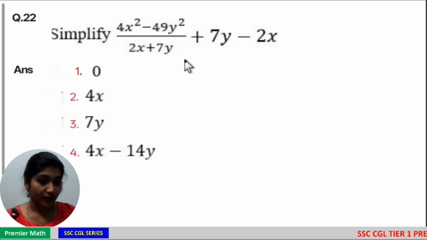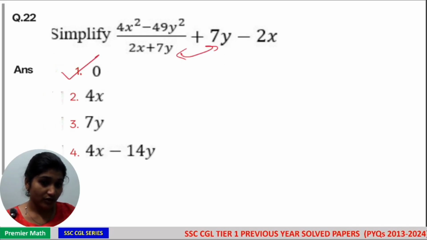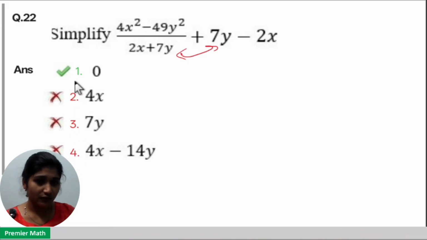Simplify the following. If you cross multiply, the numerator becomes 0. So option 1 is your answer. Your answer is 0. I don't think you need a solution for this.